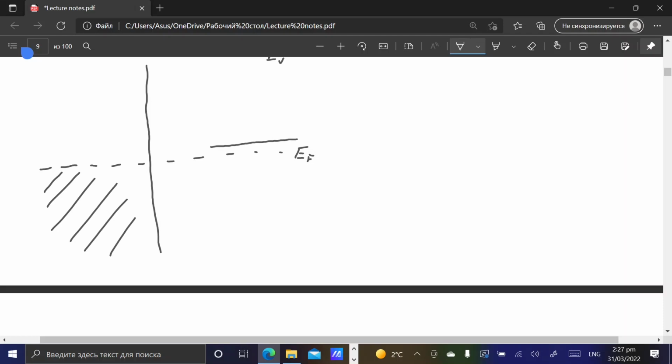Here will be our bottom of the conduction band, EC. Here will be top of the valence band, EV. And probably let me put it a little bit higher. This can stay, this we will put just a little bit higher. And here will happen band bending.